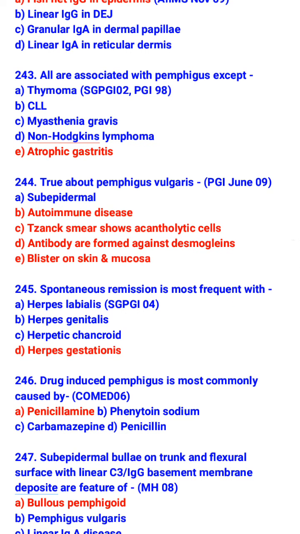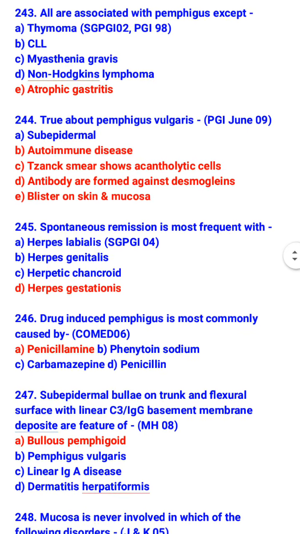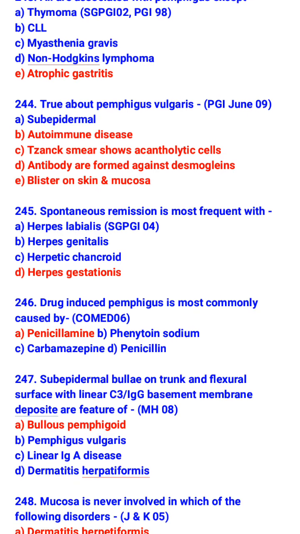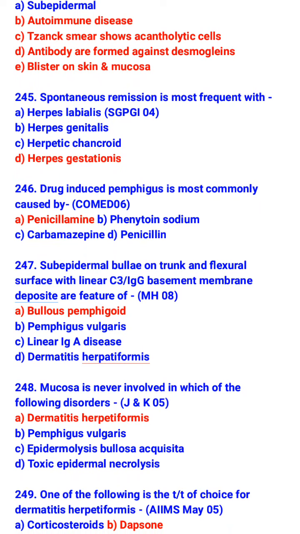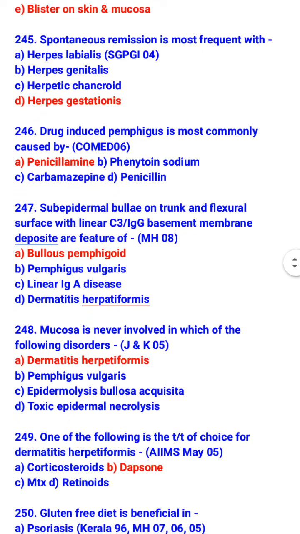Tzanck smear shows acantholytic cells. Antibodies are formed against the desmogleins, and blisters form on skin and mucosa. Spontaneous remission is most frequent with herpes gestationis. Drug-induced pemphigus is most commonly caused by penicillamine. Subepidermal bulla on the trunk and flexural surfaces with linear C3 and IgG basement membrane deposits are features of bullous pemphigoid.